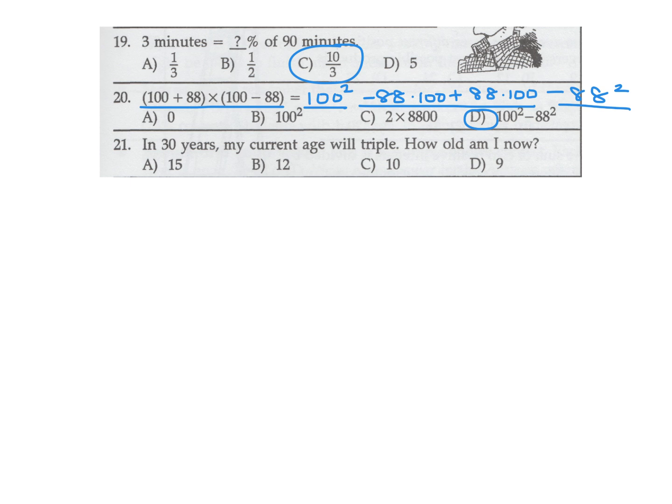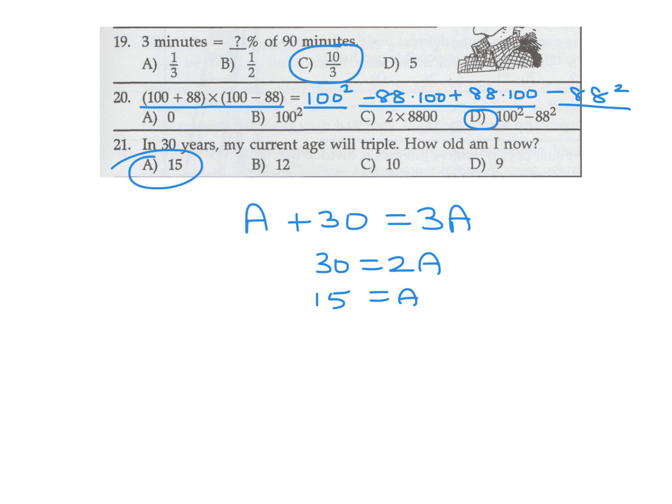In 30 years, my current age would triple. How old am I now? So let's say my current age is A. In 30 years, it'll triple, so it'll be 3A. So that's the math. So 30 is equal to 2A. Therefore, A is equal to 15. And therefore, my current age is 15. Therefore, 21 is B.